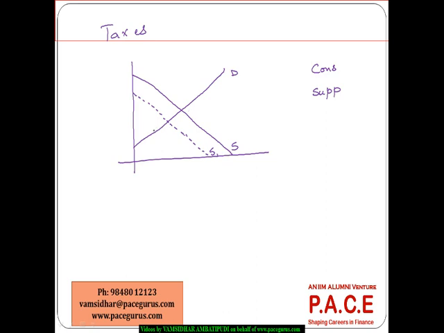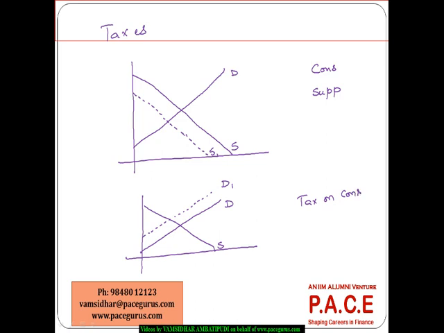But if the consumer is taxed, the supply curve may not change. So this is the kind of situation that can happen if the tax is applicable for the supplier. But if the tax is applicable for the consumer, the demand for that particular good will reduce because the consumers will start looking out for alternatives. So the demand curve is going to shift to the left. So the tax on consumers can result in this.